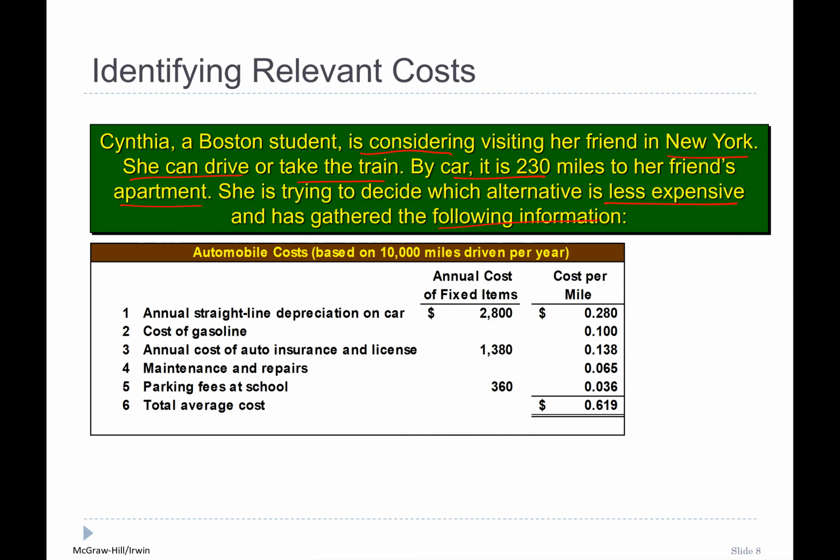Here we go. We have depreciation, cost of gasoline, annual cost of insurance, maintenance, parking fees, and we have a total average cost of 0.619 per mile. So she thinks that 0.619 multiplied by 230 miles is going to be her total cost of the trip.